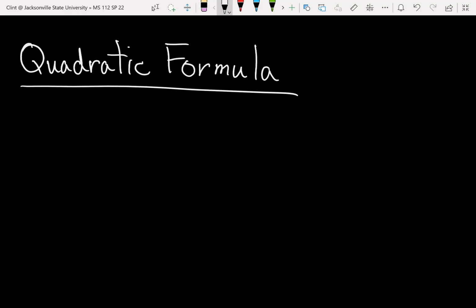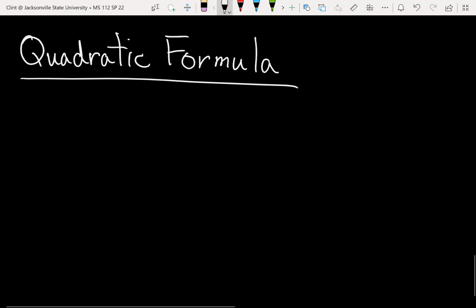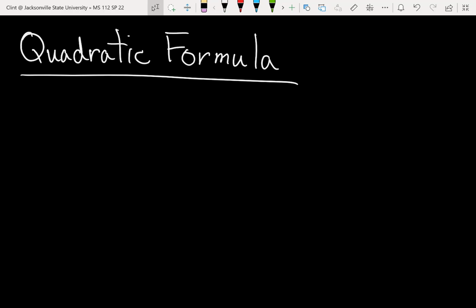It's not a bad fallback because the quadratic formula will always work. You can solve any quadratic equation using the quadratic formula. Nothing bad about it. Just sometimes it's not the best choice. Sometimes there's easier or faster ways to get to the solution, but the quadratic formula does always work.